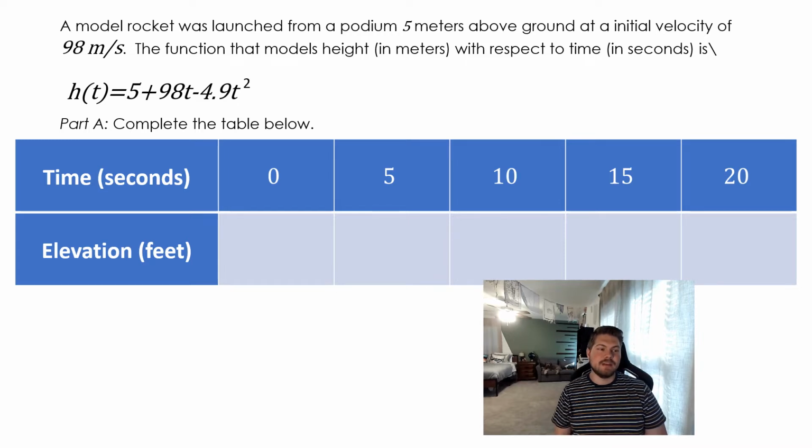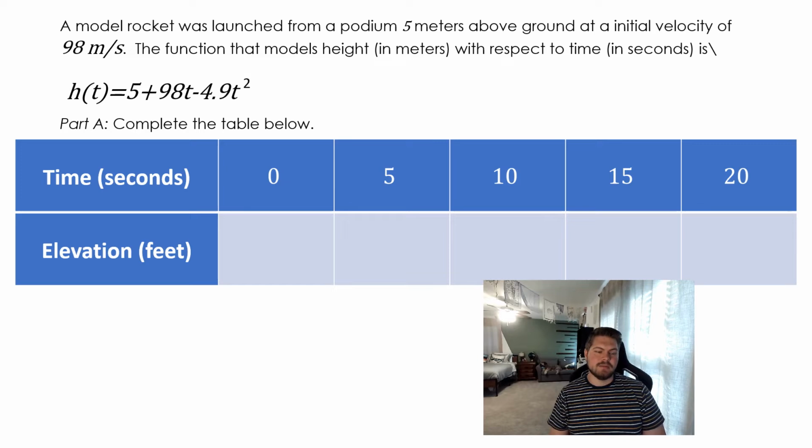All right, so our first question in this section is a model rocket was launched from a podium 5 meters above the ground at an initial velocity of 98 m per second, which is meters per second. The function that models height in meters with respect to time in seconds is h of t is equal to 5 plus 98t minus 4.9t squared.